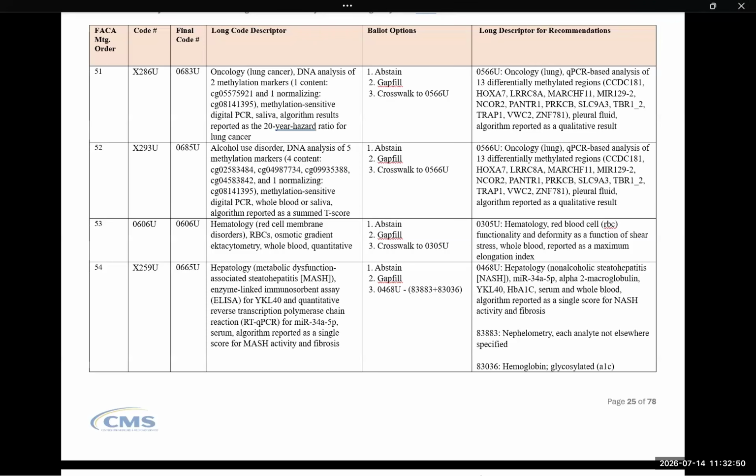0606U, and Dr. Chung will be presenting this one. Right, we didn't receive a presentation or a presenter. The test is hematology red cell membrane test using flow cytometry, and in our research we can crosswalk it to 0305U, which is also a red cell membrane disorder, and so that's the recommendation of the panel and subcommittee. Thank you. All right, does anybody have any questions, comments from panelists or CMS? All right, if not, please cast your votes.